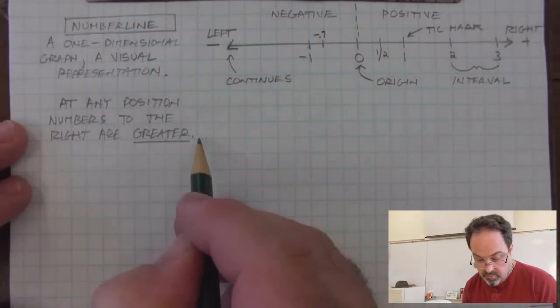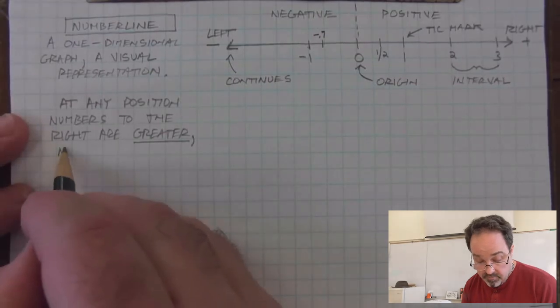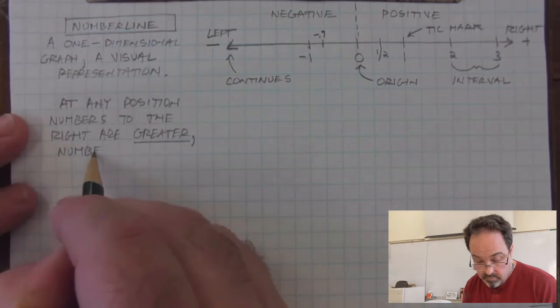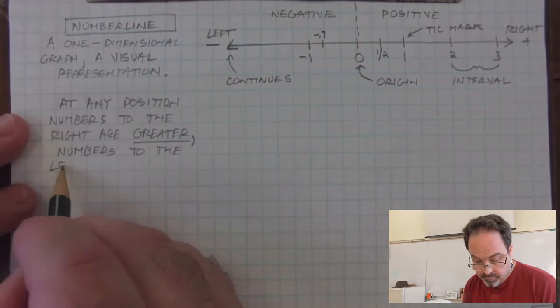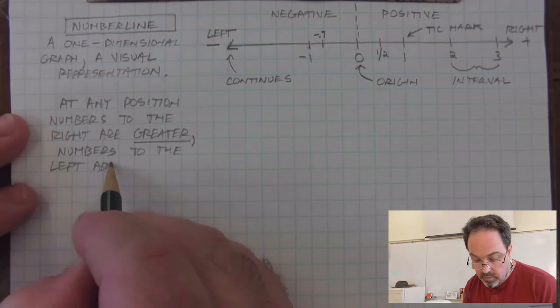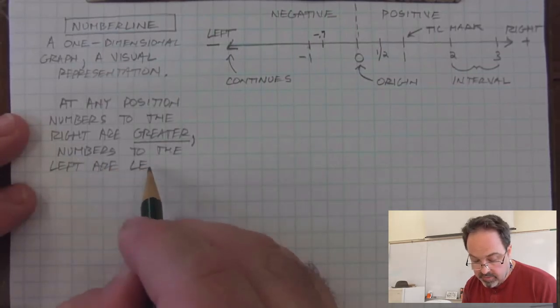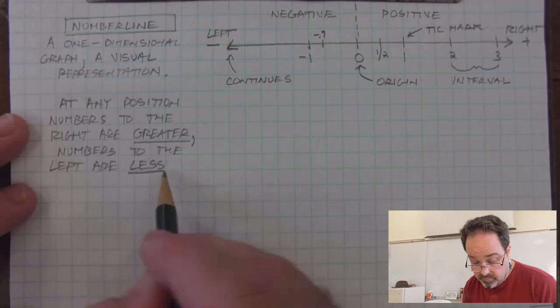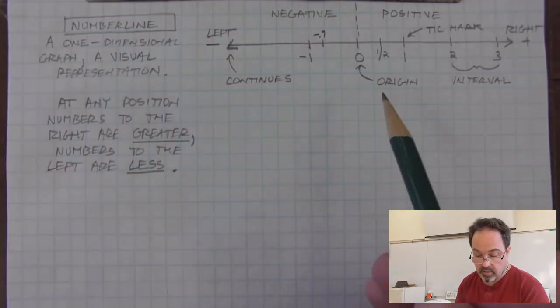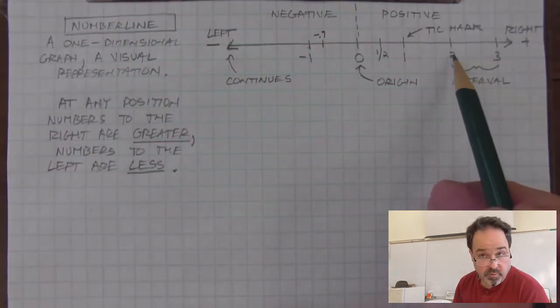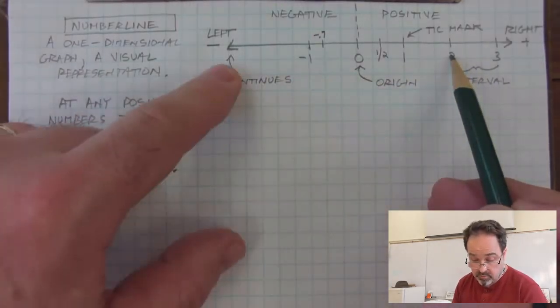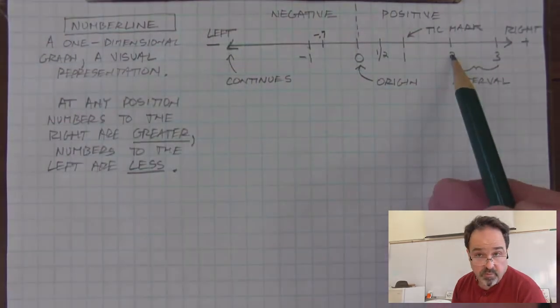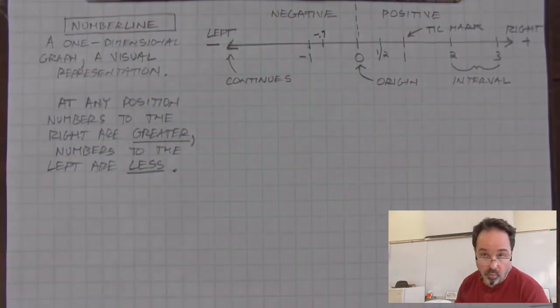At any position, numbers to the left are less or lesser. So if I was at the position 2, numbers to the left or in the left direction are less than 2. A number line orders the numbers that we use.